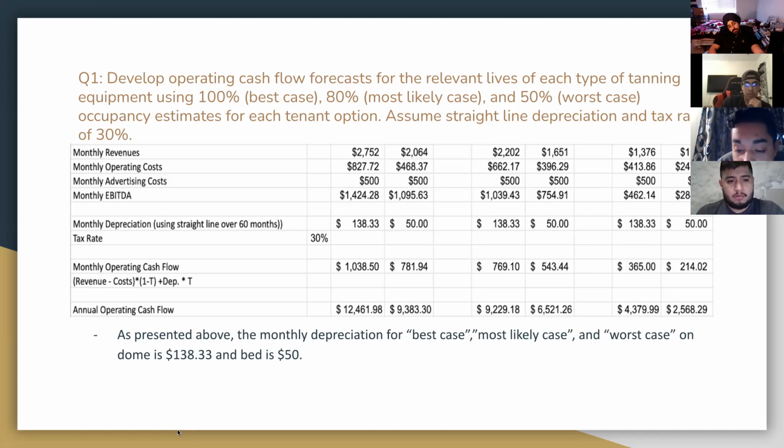So as presented in the chart above, the monthly depreciation for the best case, most likely case, and the worst case on the dome is $138.33, and the bed is $50.